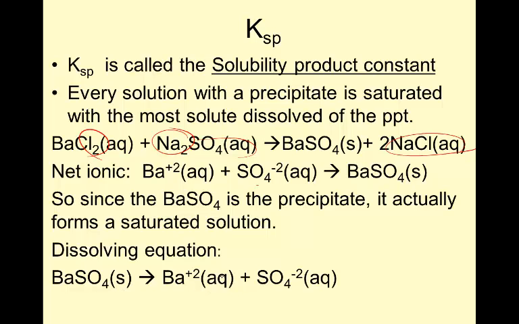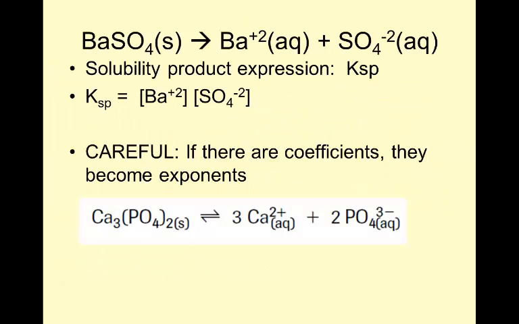So here's the dissolving equation. So every dissolving equation has what we call a constant for solubility, and it's called the solubility product constant. And you take the things that are aqueous, and that's the barium and the sulfate ions, and you multiply their concentration. So the concentration of barium ions times the concentration of sulfate ions equals the KSP, or the constant for that compound, solubility product constant. But wait, if there's coefficients for the ions, then you have to use those as exponents.